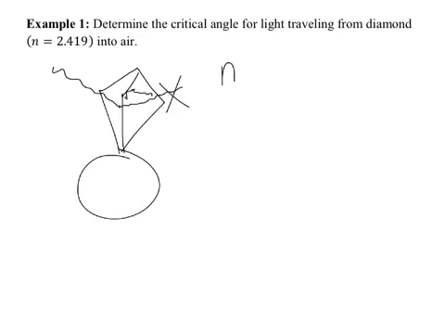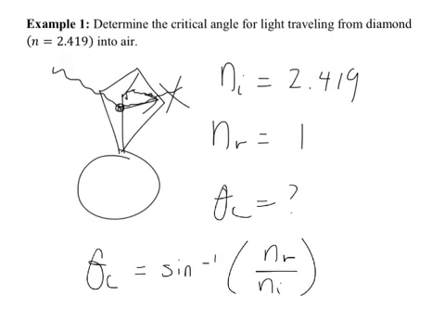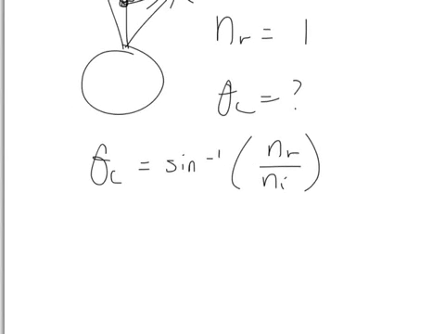So again, the incident material this time is diamond, because we're looking at the ray from when it's already in the diamond when it's trying to escape. The second, or refracted, attempted to be refracted material is air. And finally, we're looking for our critical angle theta C in this problem. We know our formula says theta C equals sine inverse of Nr over Ni. So we do the sine inverse of 1 over 2.419, giving us 24.4 degrees. So this tells us that anything larger than 24.4 degrees will cause total internal reflection when it comes to a medium of slow moving to a faster moving medium.